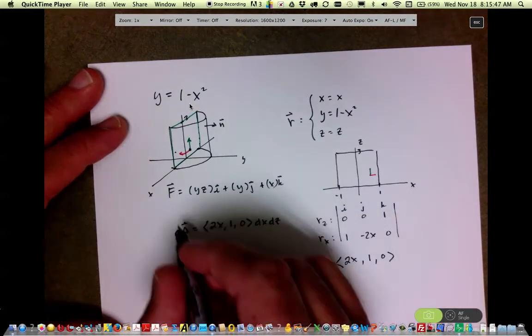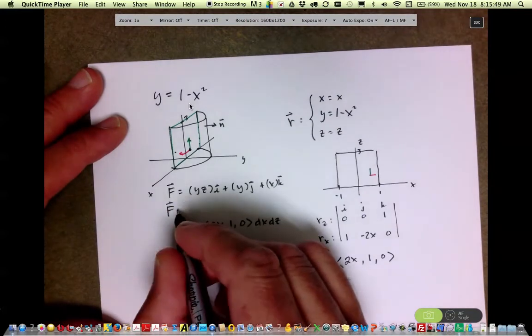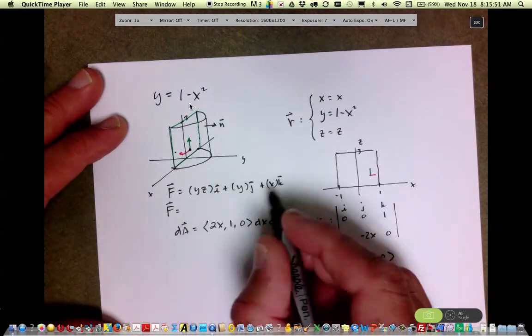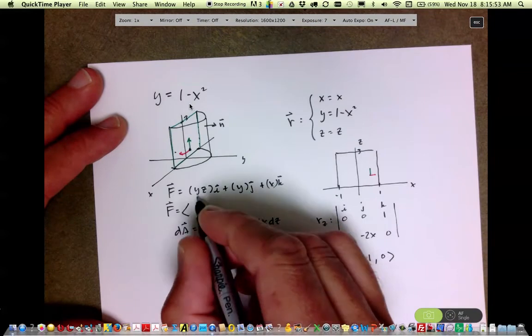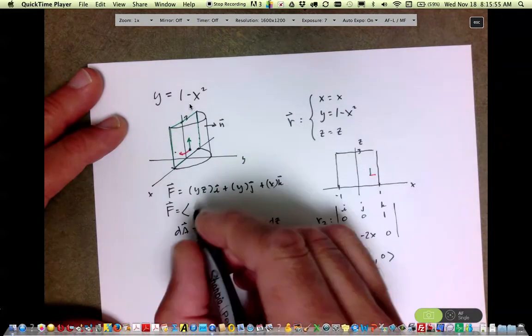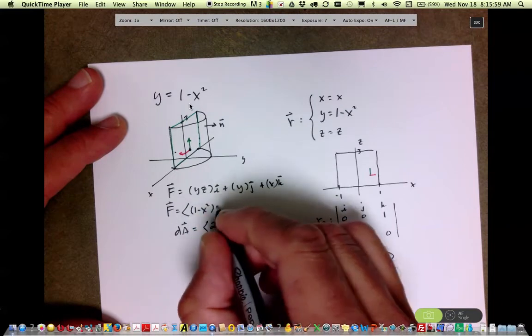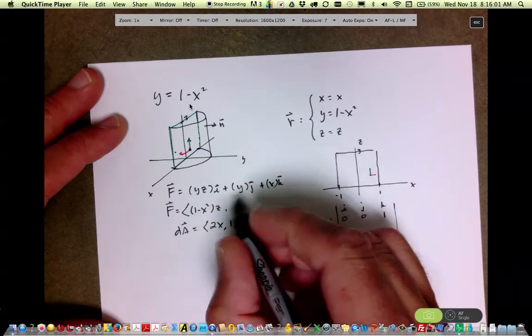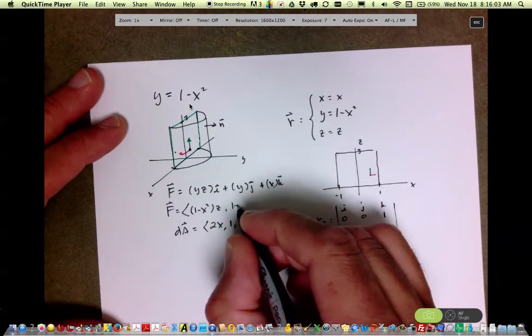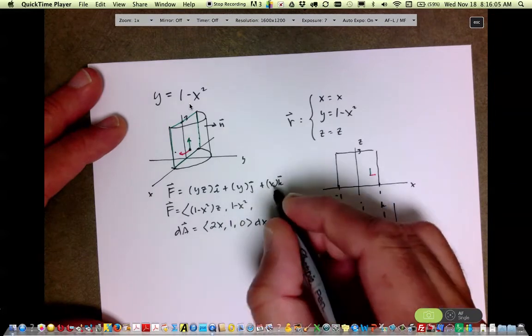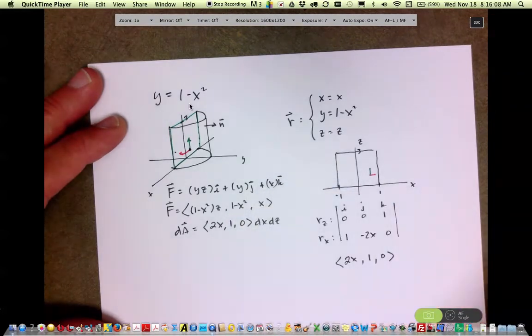Alright, then also we want to find this vector field in terms of just x and z. So y is going to get replaced with 1 minus x squared. So this would be 1 minus x squared times z. Y is again going to be 1 minus x squared, and x is just x.